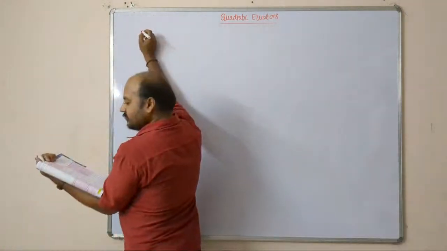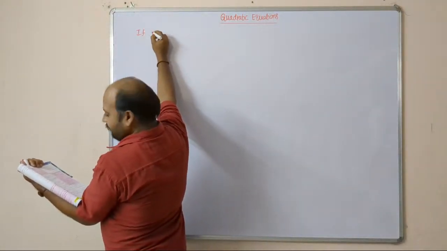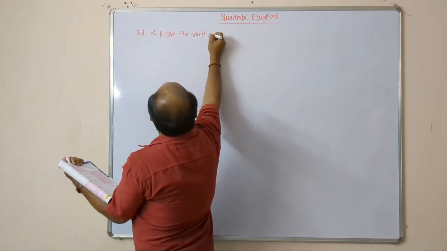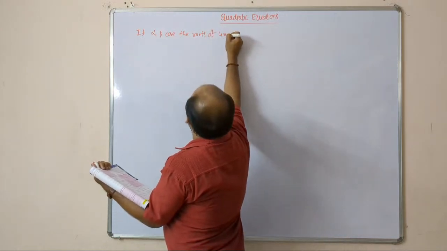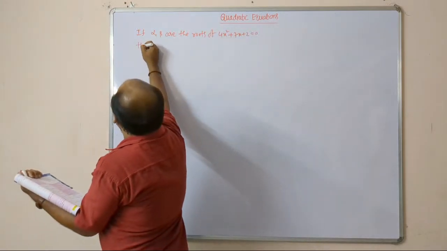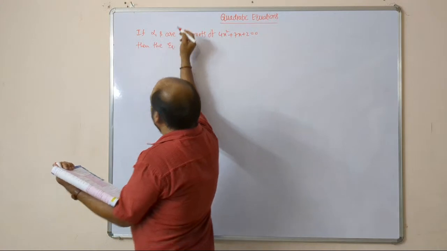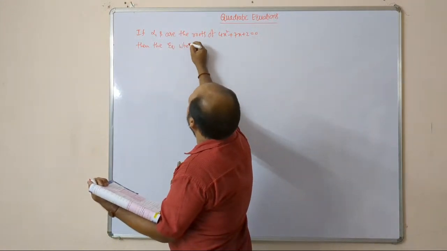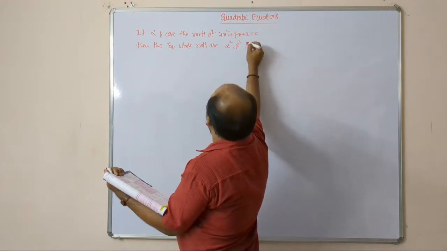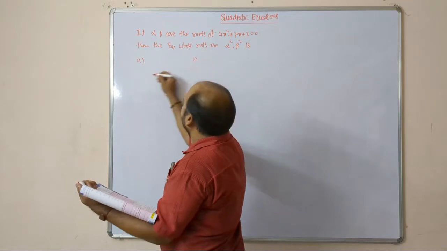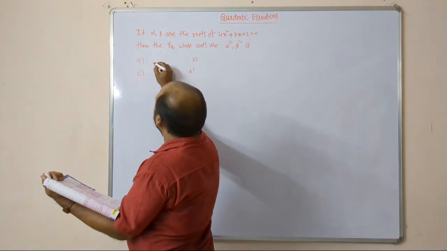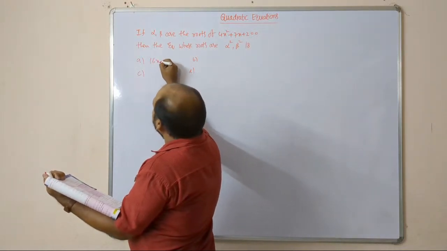The next question: if alpha, beta are the roots of 4x square plus 7x plus 2 equal to 0, then the equation whose roots are alpha square, beta square is. This type of question they are asking in the MSET examination. I observed the last 3 years, this type of question they are asking. So keep in mind, dear students, and work it out.